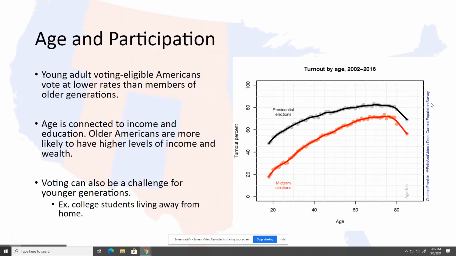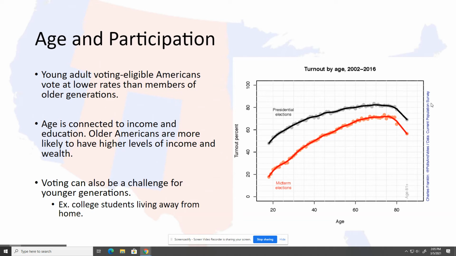Next is age. So there's a strong correlation between age and voting participation. Young adult voting eligible Americans tend to vote at lower rates than members of older generations. So older people are generally going to have the highest voter turnout, whereas younger people are going to have a lower voter turnout.